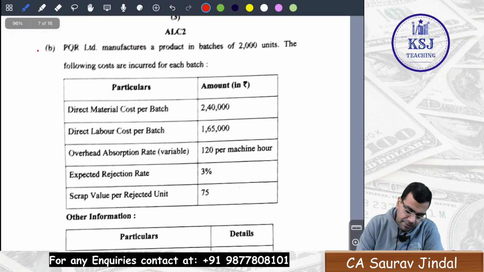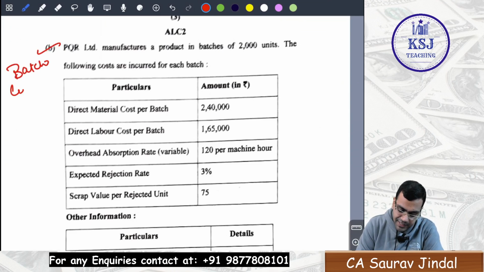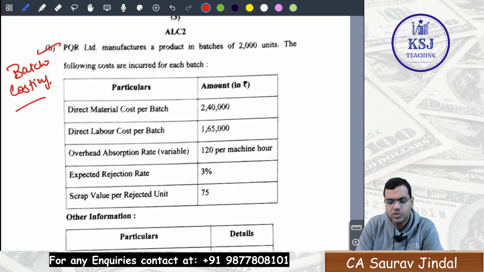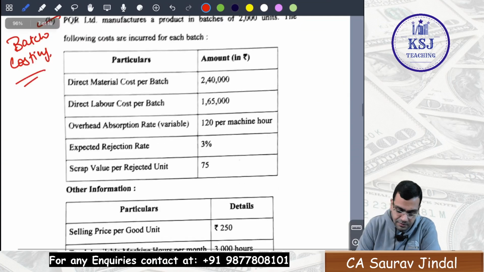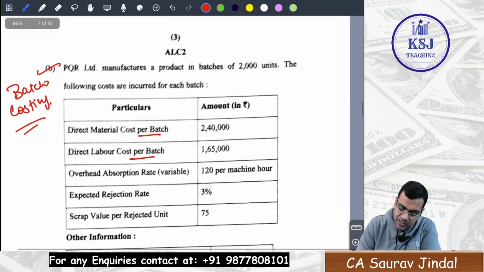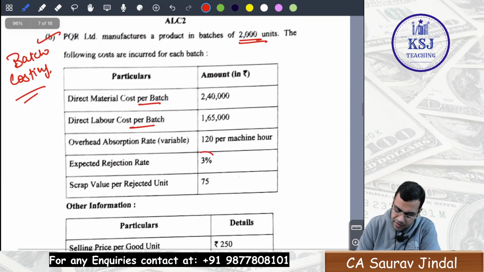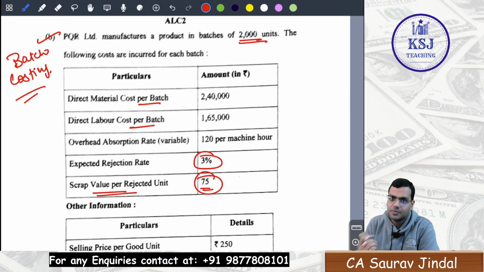Next is the B part, which is on batch costing. In this question, I know most of you would have attempted well. Direct material cost per batch is given. Labor cost per batch is given. One batch is of 2,000 units. Expected rejection is there. Scrap value will reduce your cost a little bit.